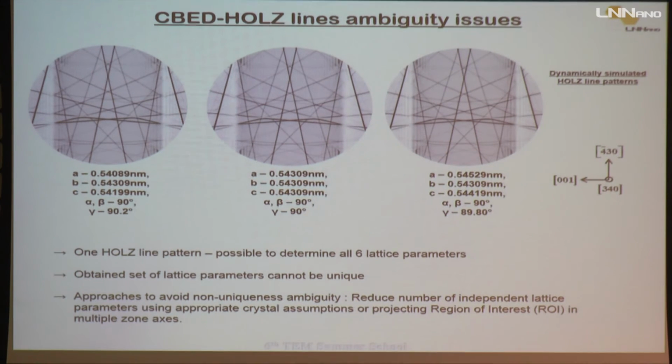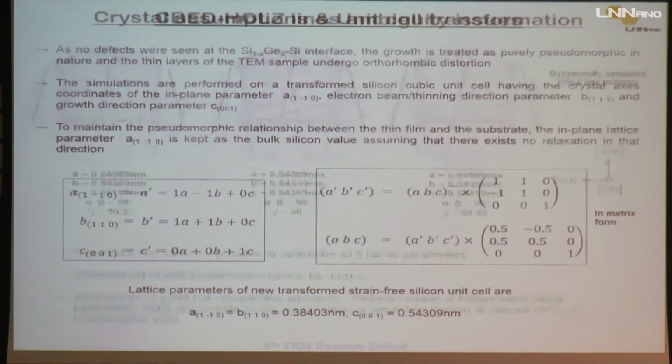So to eliminate this ambiguity, we can do 2 different things. One is we can make some assumptions and reduce the number of lattice parameters of the crystal lattice, or we can do the strain analysis in different zone axes. But I'm afraid to do this strain analysis in various zone axes, because if I tilt the sample to a different zone axis, I'm not sure whether I'll be in the same position or not. So I tried to use crystal lattice assumptions, and I reduced the number of lattice parameters from 6 to 3 or something like that.